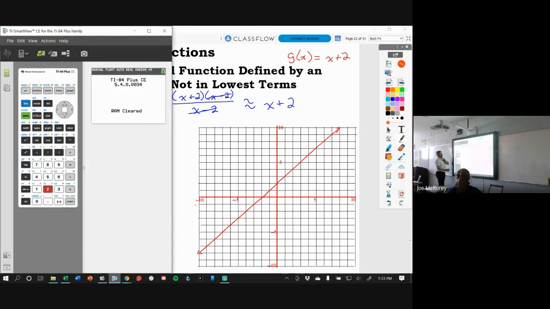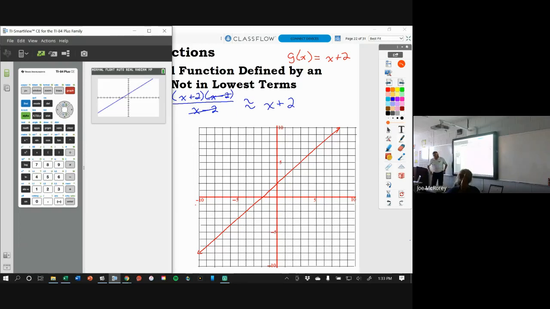Wait, what am I doing? Sir, I can't see it. It looks the exact same. I think it's column. Yeah, it looks like the exact same one. Wait, my graph is broken. Zoom 6. Oh. It is the same thing, but it's blue.